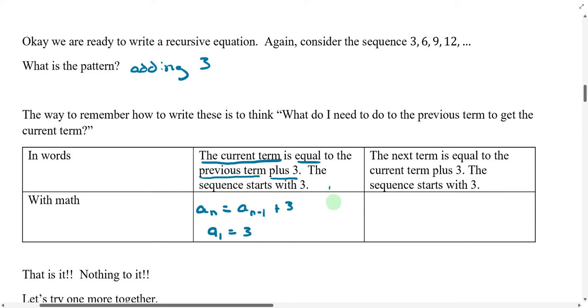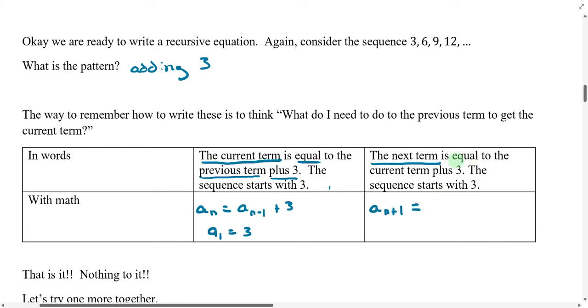This is a complete recursive equation for a sequence that adds 3 each time and starts at 3. Another way that we could write this same sequence with a different recursive definition is to define it based on the next term. So notice this one says the next term, which we know can be written as a sub n plus 1. This is how we represent the next term.